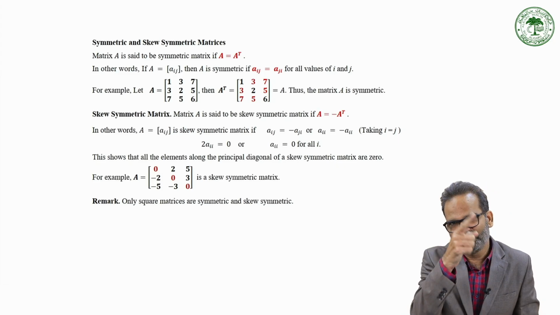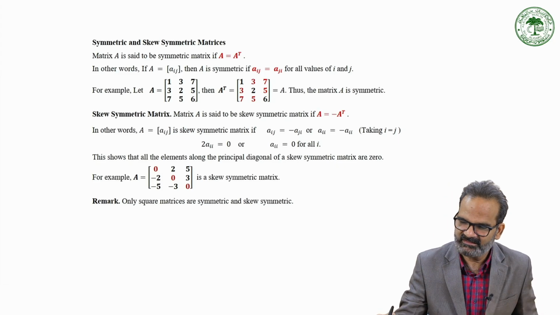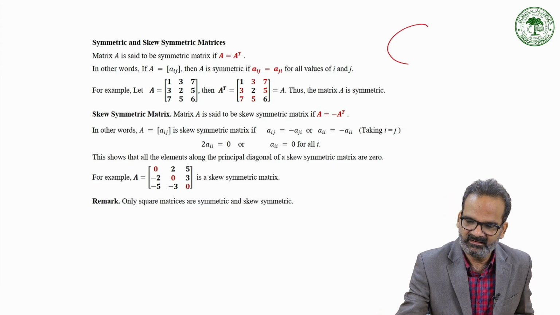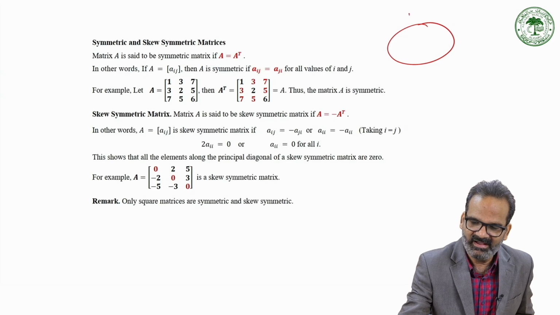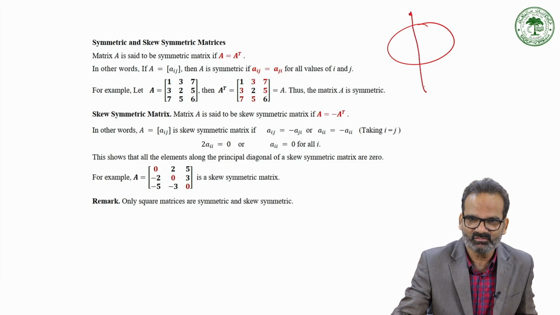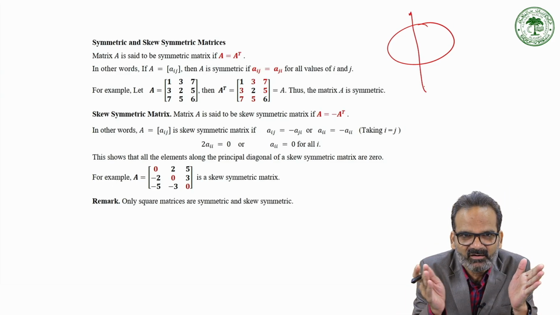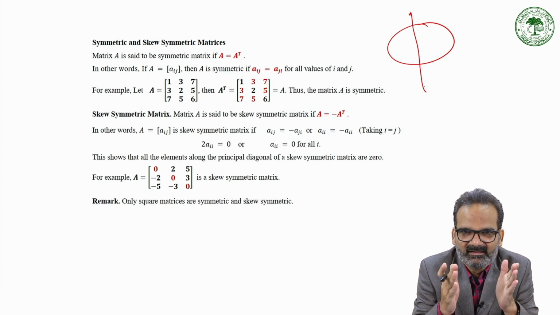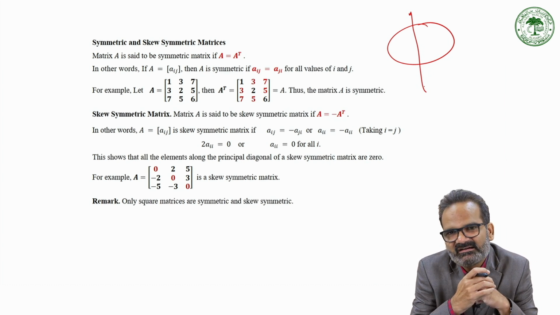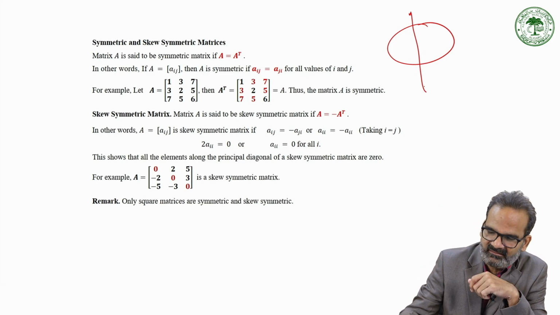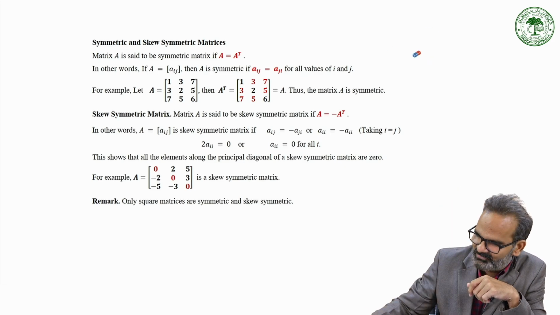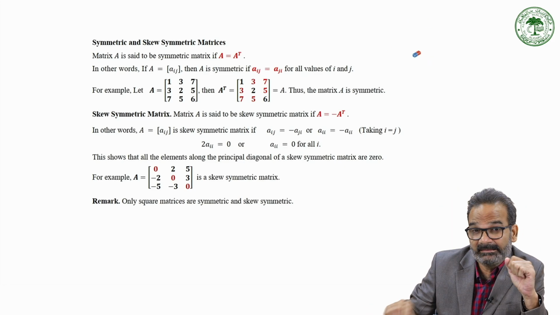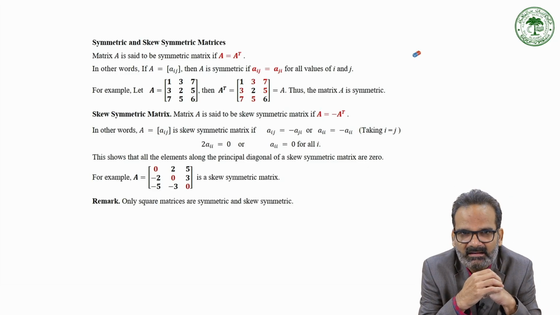If you take an example of a circle, this is a circle, and if you divide it in two parts, the two parts will be verbatim, photostat of each other, right? Then such an object or figure is known as a symmetric figure. So the same concept of symmetry will be used here in case of matrices. Let us define the symmetric and skew-symmetric matrices first.